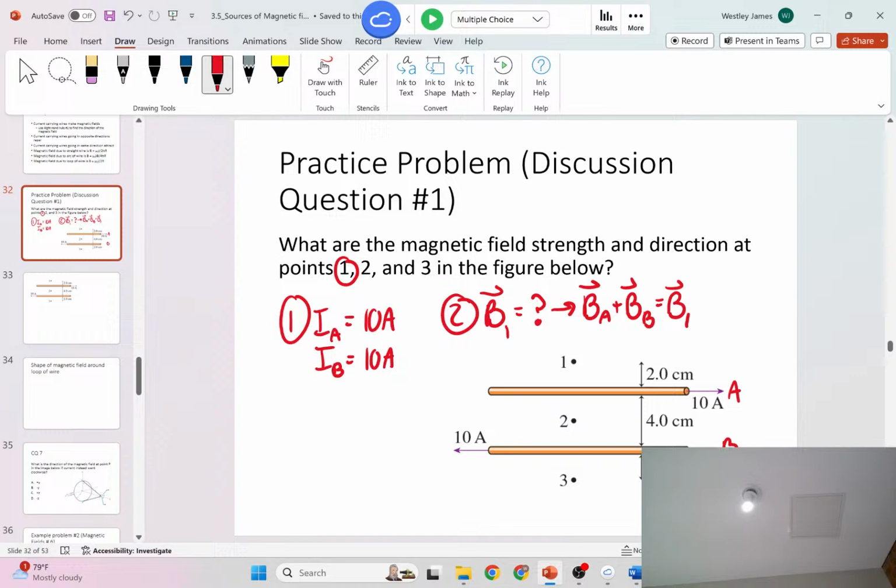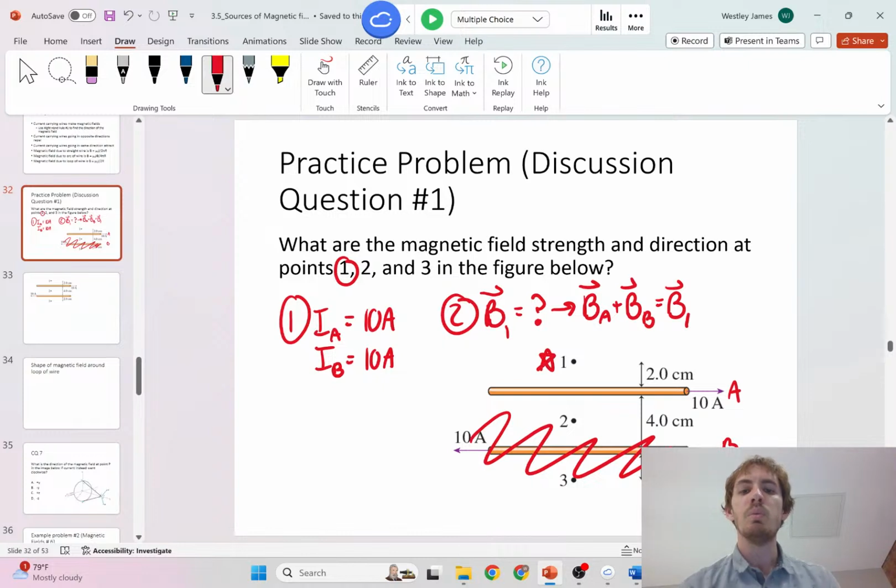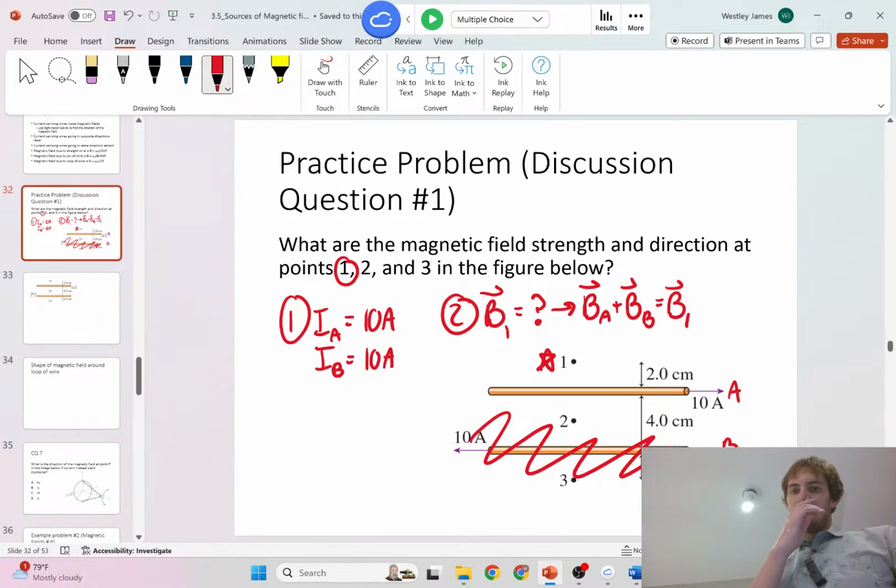Wire A, what direction? So pretend like wire B doesn't exist. Pretend like it doesn't exist. And I want you all to find the direction of the magnetic field at point 1. What's the direction of it due to a wire? So I have a wire carrying current to the right. What is the direction of the magnetic field above that wire? Is it up, down, into the page, out of the page?